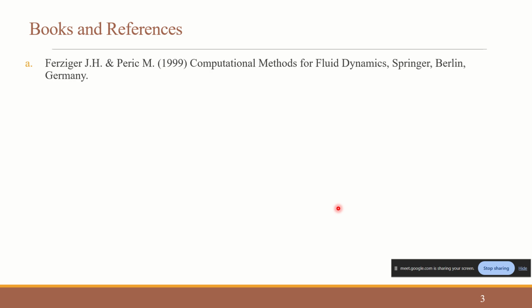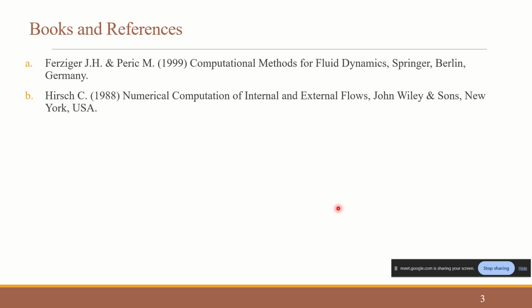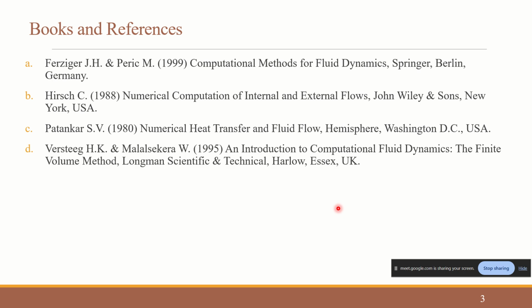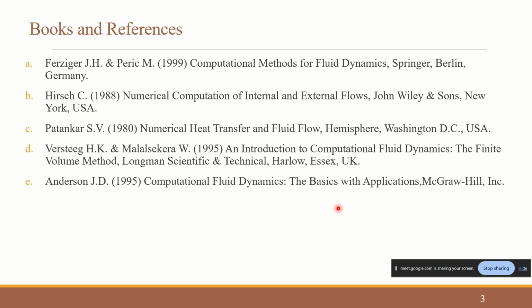So for the books and references, we have 5 books. First one is Ferziger and Perry, Computational Methods for Fluid Dynamics. And second one, it is Hirsch C 1988, Numerical Computation of Internal and External Flows. And third one, it is Patankar SV 1980, Numerical Heat Transfer and Fluid Flow, Hemisphere, Washington DC, USA. And fourth one, it is Versteeg HK and Malalasekera W 1995, An Introduction to Computational Fluid Dynamics, the Finite Volume Method. And last one, it is Anderson JD 1995, Computational Fluid Dynamics, the Basics with Applications.